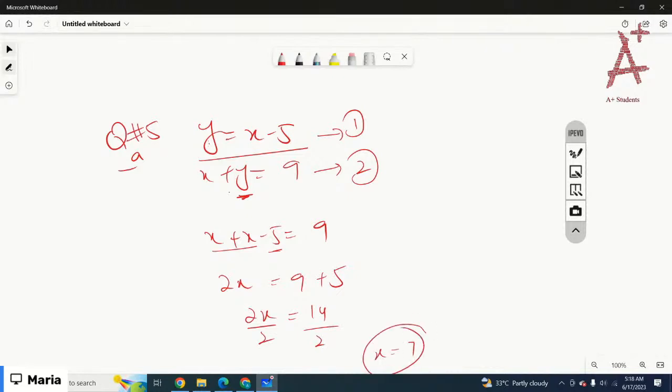Now you can substitute this value back in equation number 1 and find the value of the variable y. It would be 7 minus 5, that equals 2. So that means the solution of the system is 7 and 2. Got it?